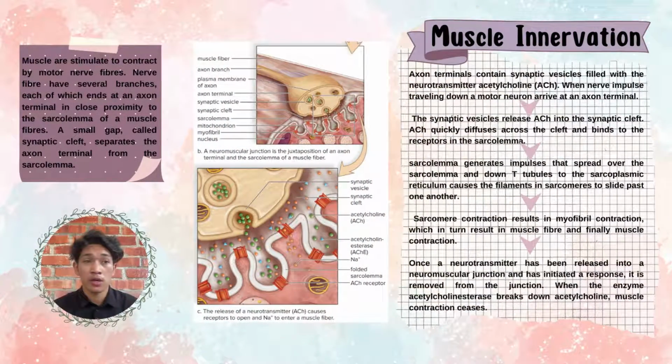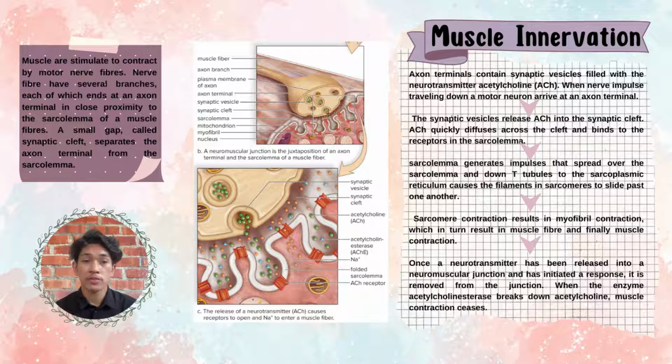For muscle innervation, muscles are stimulated to contract by motor nerve fibers. Nerve fibers have several branches, each of which ends at an axon terminal in close proximity to the sarcolemma of a muscle fiber. Axon terminals contain synaptic vesicles filled with the neurotransmitter acetylcholine (ACH). When a nerve impulse traveling down a motor neuron arrives at an axon terminal, the synaptic vesicles release the acetylcholine into the synaptic cleft. Acetylcholine quickly diffuses across the cleft and binds to receptors in the sarcolemma.